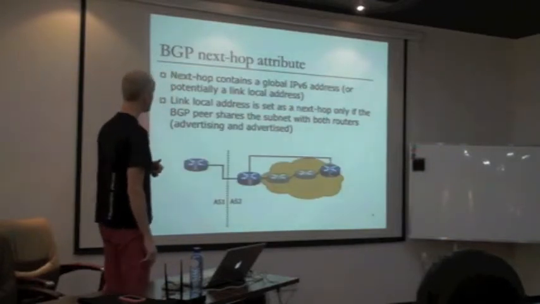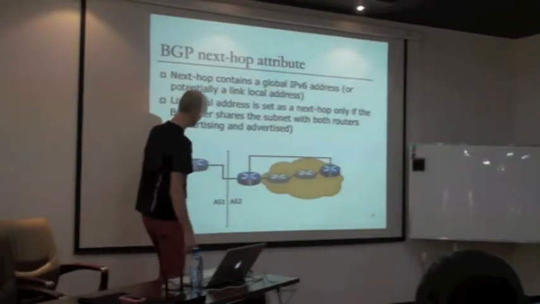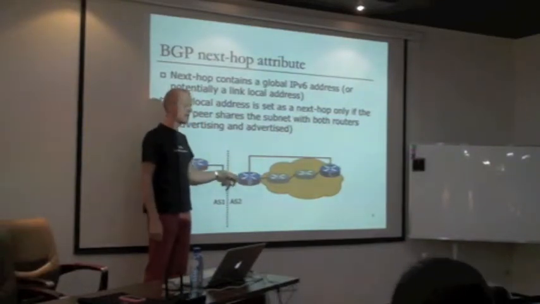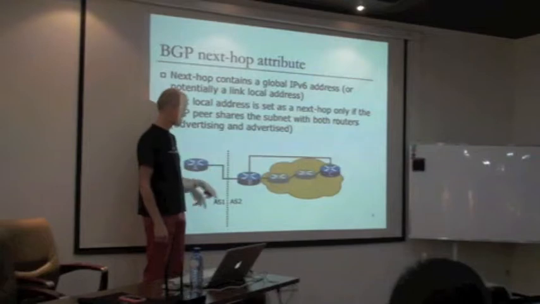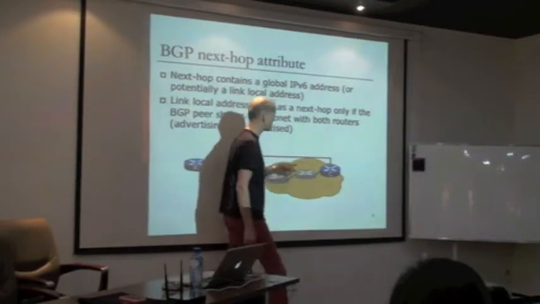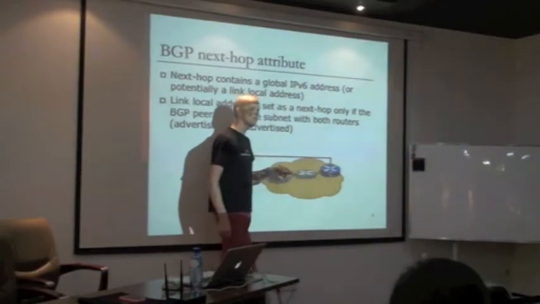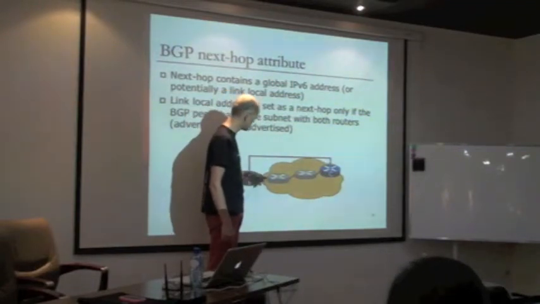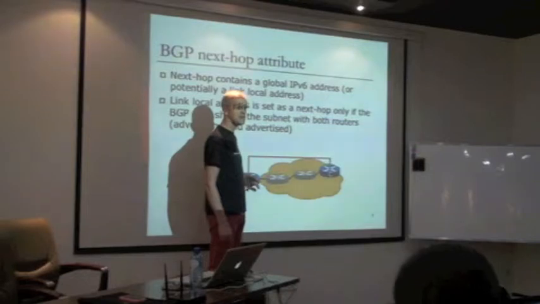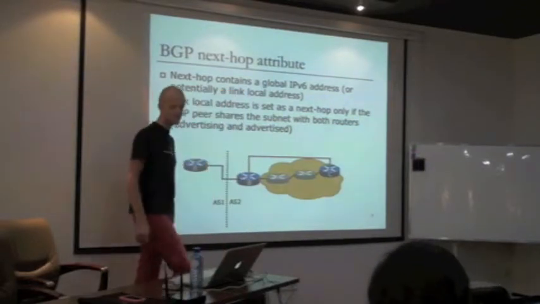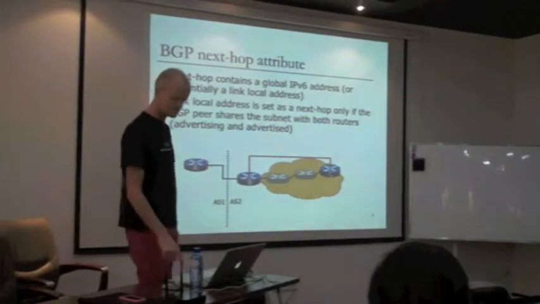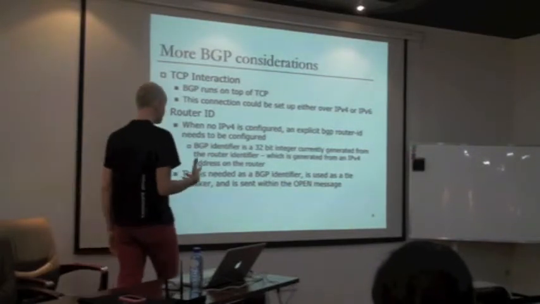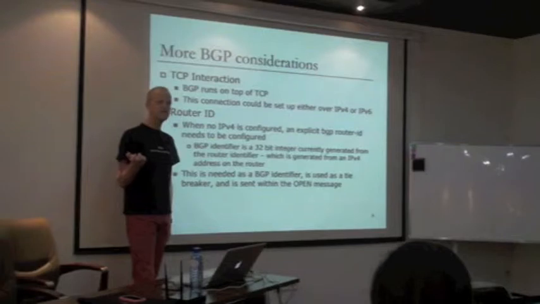The next attribute, right, so router A and B peer with each other. Next hop is global and link local address. But router B peering with router C, typically for IBGP, the next hop is just a global. We can't have link local because link local only applies here. So that's one difference. BGP runs on top of TCP, so you can run the BGP peering on V4 or V6.